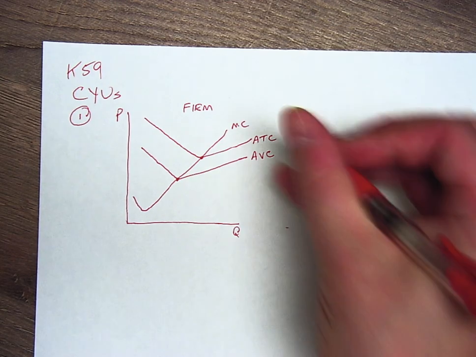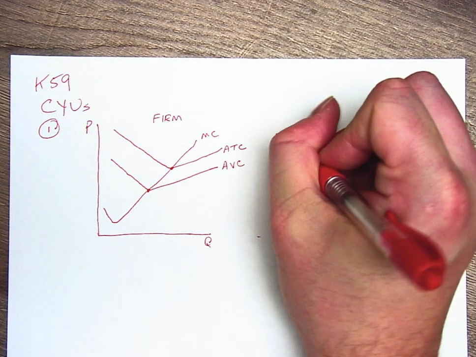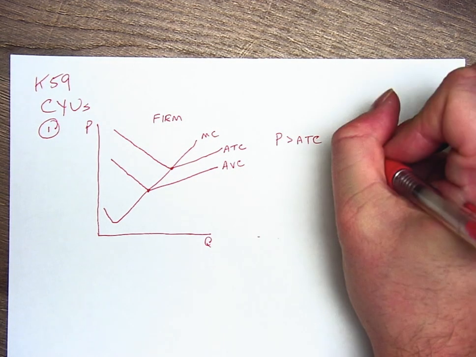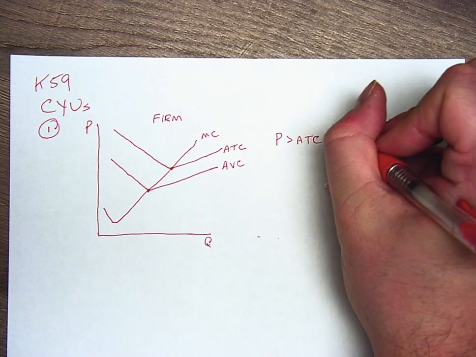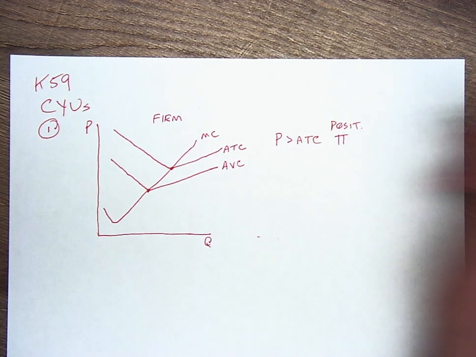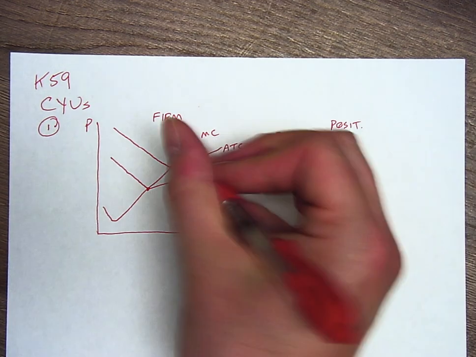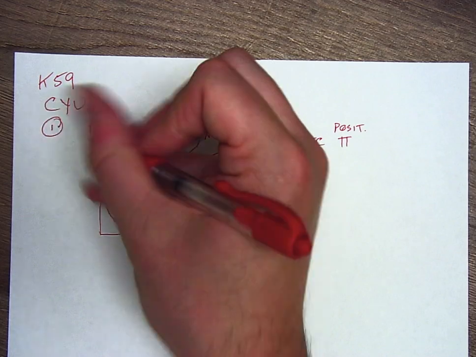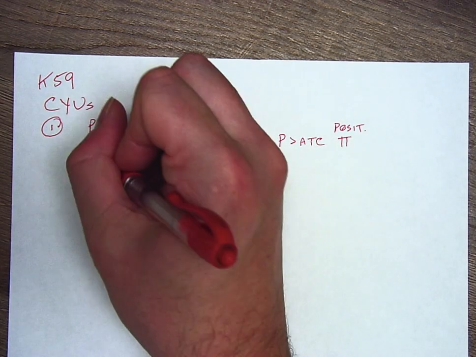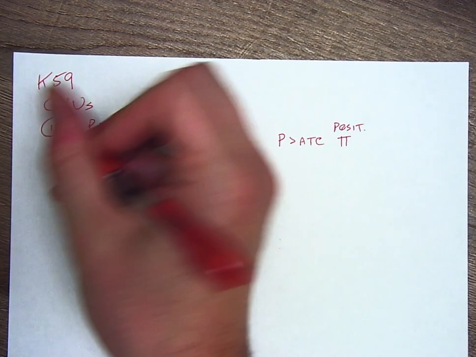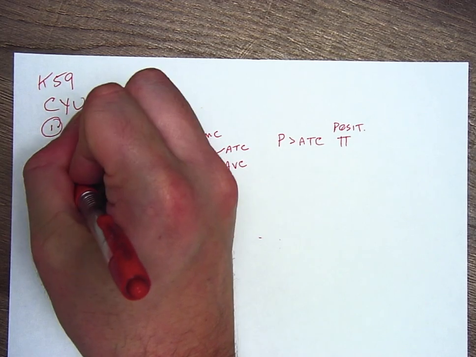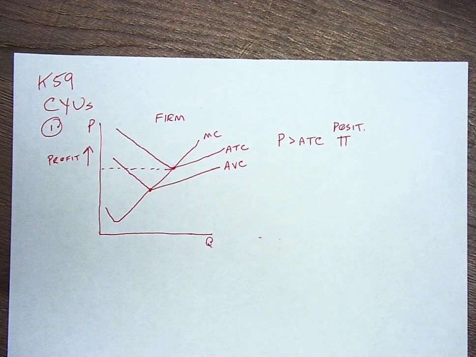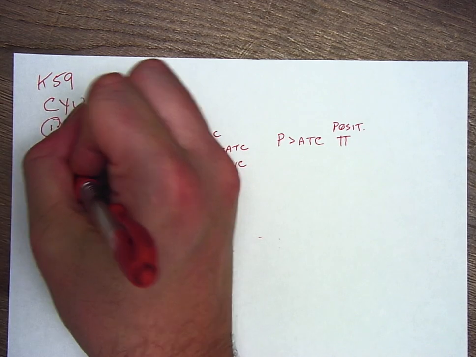Now we know that if the price is greater than ATC, then the firm has a positive economic profit. Okay, so that would be any price that's above the ATC. So anything above here, right? Above here is profit. Okay, so that's the answer to C.